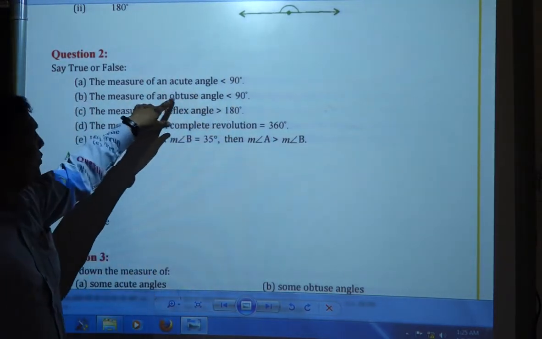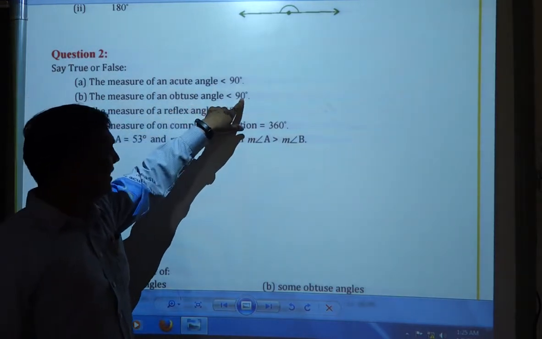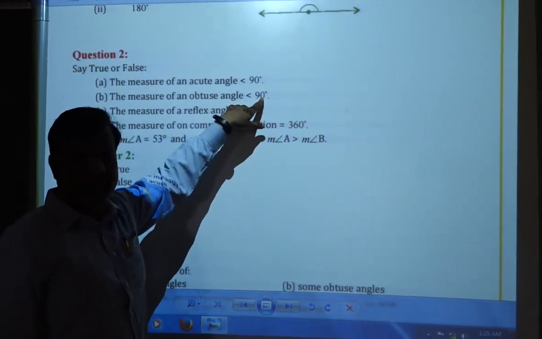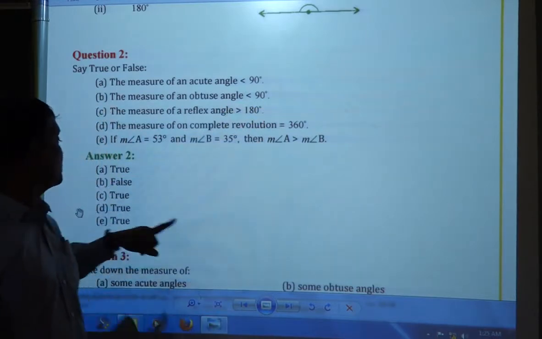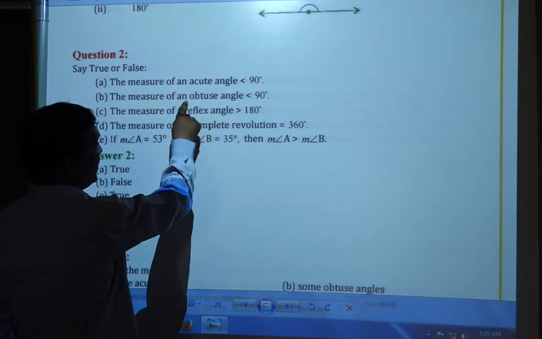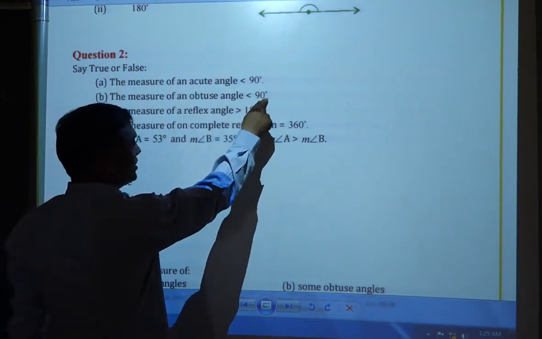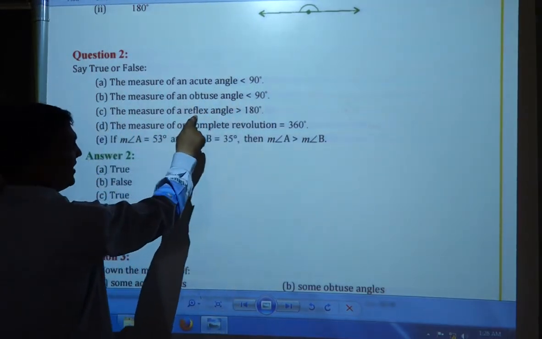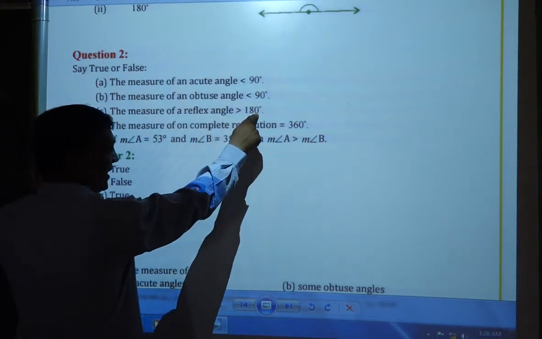The measure of an obtuse angle is smaller than 90 degree. Obtuse angle is smaller than 90 degree? No, it is more than. So it is false. This is the symbol of smaller than. The measure of an obtuse angle is smaller than 90 degree, it is false.